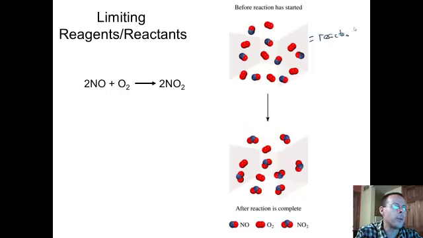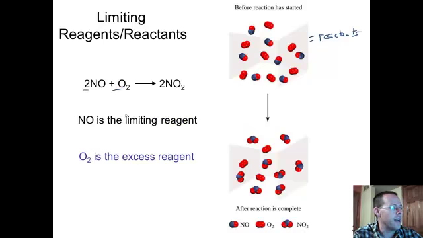So if we start with equal reactants, and we need 2 NOs for every 1 O2, one of these things is going to run out before the other one. If this was a 1-to-1 ratio, they would run out together and we'd have no reactants left, only products. But because this is a 2-to-1 ratio, we need 2 of these for every 1 oxygen, really NO ends up being our limiting reactant, okay? Because it is limiting, it necessarily means that O2 is the excess.